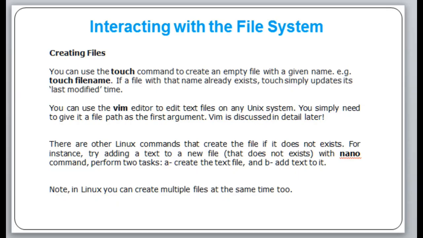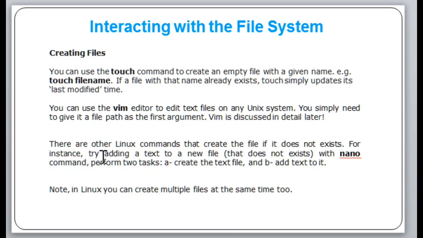Okay, we can use the Vim editor to actually edit text or files on the Unix system. You simply need to give it a path as the first argument, and we're going to discuss Vim later in detail. Now Vim will also go ahead and create files. So let's say we do a Vim and we say the file we want to create. If the file doesn't exist, it's going to go ahead and create that file for us, open it, and we can start editing it. There are other Linux commands that create the file if it does not exist.